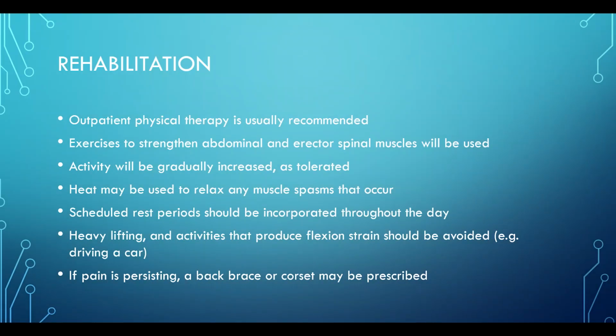Rehabilitation. Outpatient physical therapy is usually recommended. Exercises to strengthen abdominal and erector spinae muscles will be used. Activity will be gradually increased as tolerated. Heat may be used to relax any muscle spasms that occur. Scheduled rest periods should be incorporated throughout the day. Heavy lifting and activities that produce flexion strain should be avoided. If pain is persisting, a back brace or corset may be prescribed.